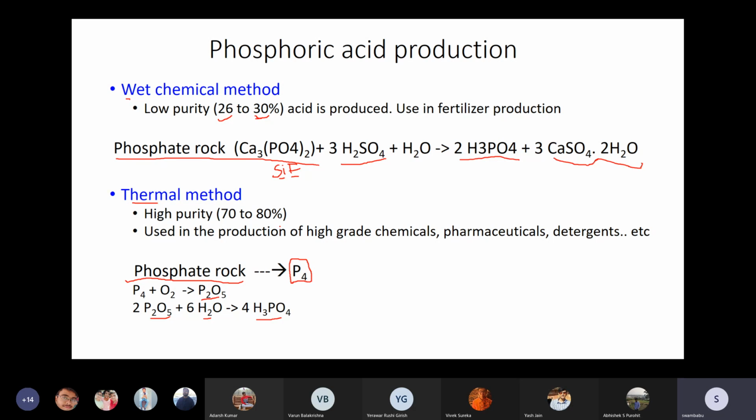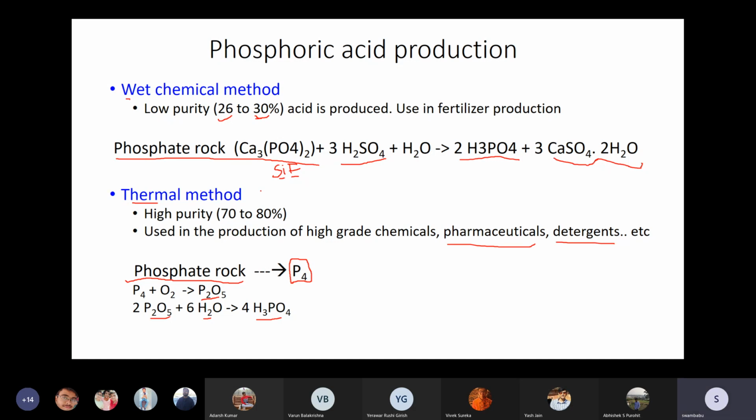If you want highly concentrated acid, then we use the thermal method. If you want low concentrated, low purity acid, we use the wet chemical method. Now, when you want to make pharmaceuticals, we need highly concentrated and highly pure phosphoric acid, and detergents production needs it too. So for those processes, the thermal method is used.